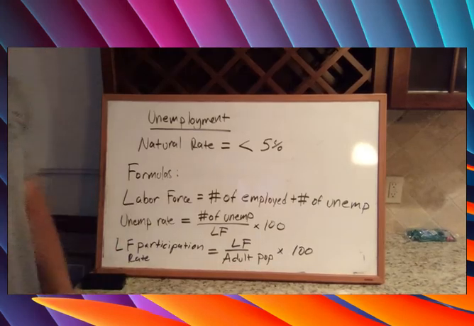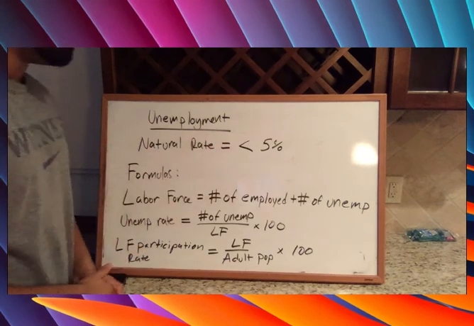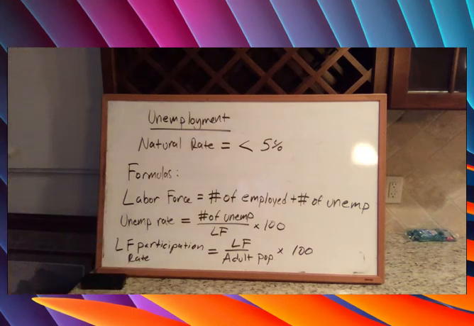Now we'll talk about certain formulas that we're going to use. We'll also talk about different types of unemployment and a little bit about labor unions, minimum wage, and why employers pay their workers more, as well as a practice problem. All right, as I mentioned earlier, the natural rate is less than 5%. That's what we usually strive for. Anything greater than that is a glaring issue that we need to solve.